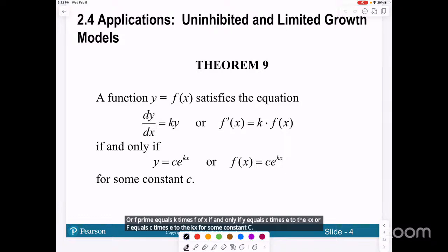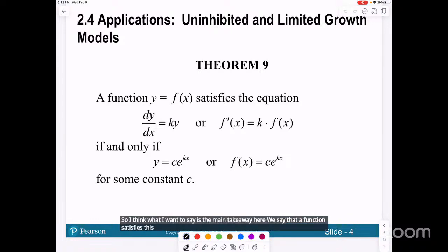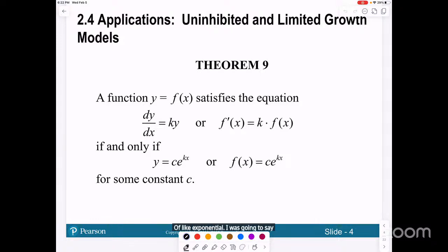So I think the main takeaway here is that a function satisfies this equation if and only if that function is an exponential function. I was going to say exponential growth, but it's essentially an exponential function, all right? And this is playing off of the property that the exponential function is its own derivative, right? So when you take this derivative, it's going to be some constant times itself. So again, this is really just a play on the property of exponential functions, okay?